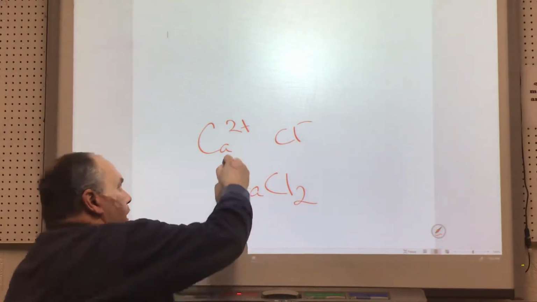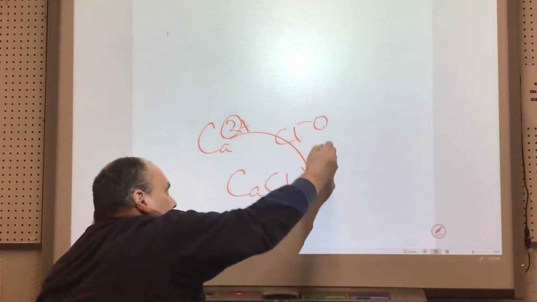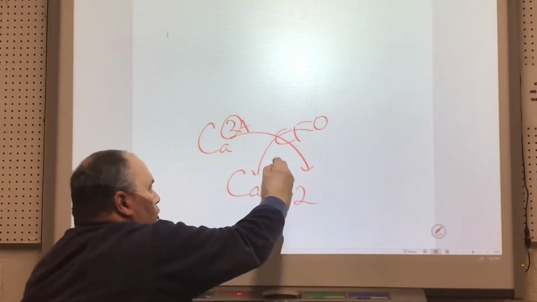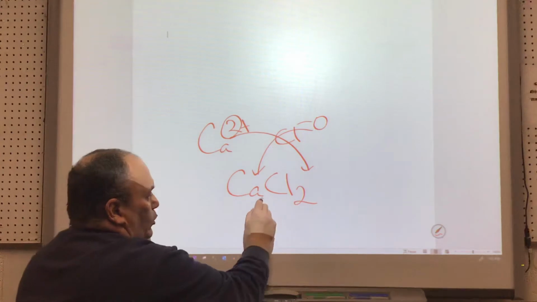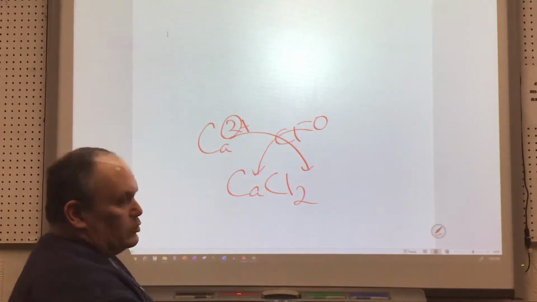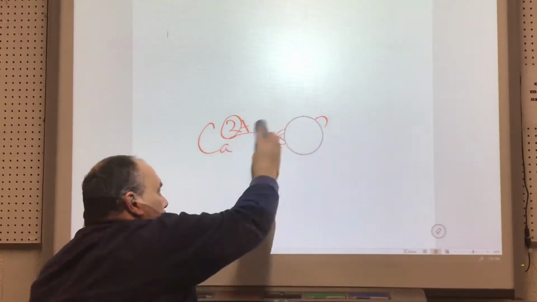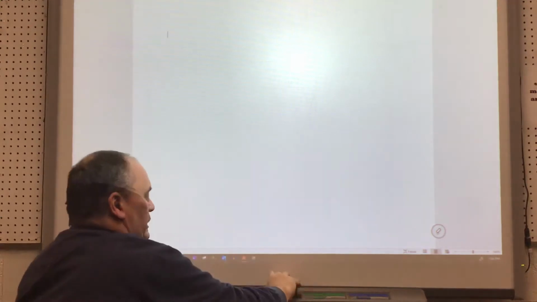There is an easier way. Just take this number here and put it over here. Take this number here, and we don't put ones, but that would go over here. You need 1 calcium and 2 chlorines to cancel everything off. If you do what I call the charge switch, you'll be fine every time, and you don't really have to think about it, at least at the beginning, when they're easier.